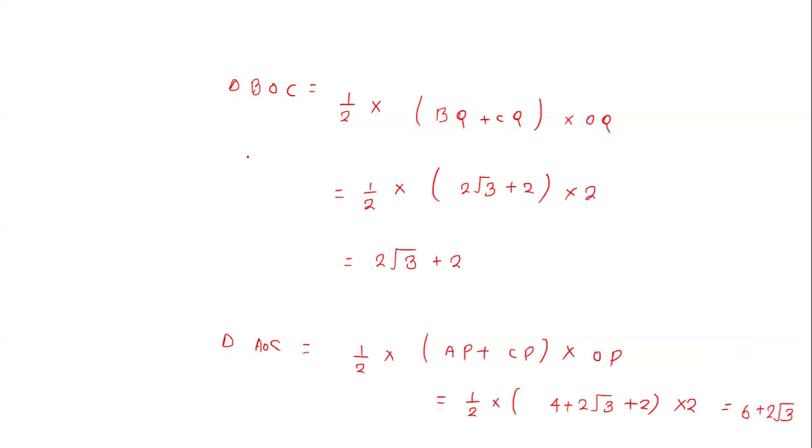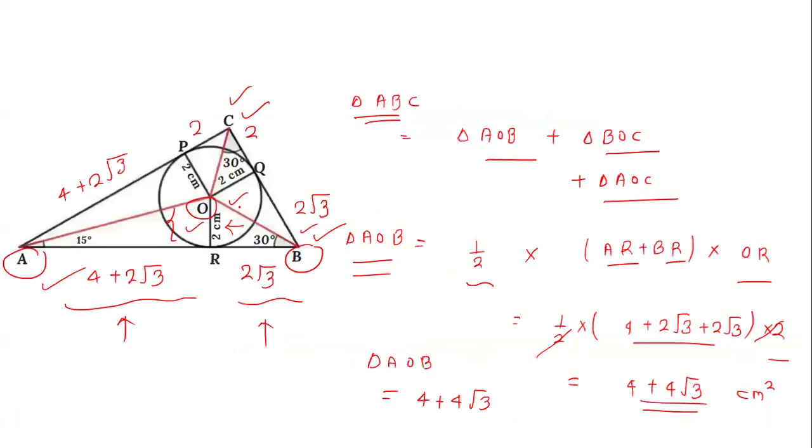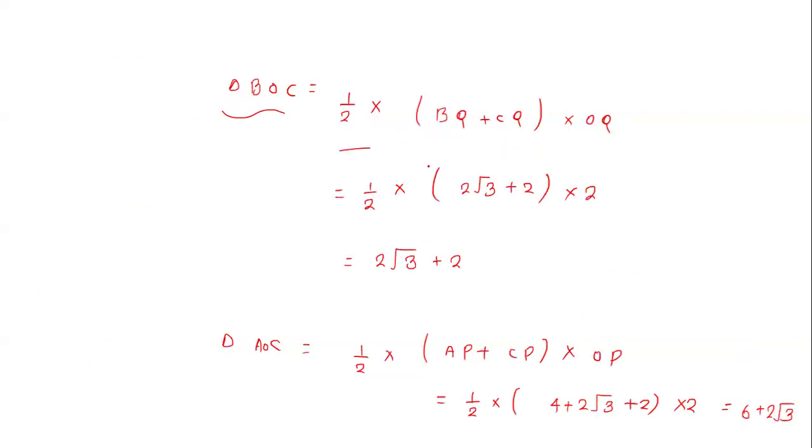Now let's talk about the triangle BOC. You see this is B, this is O, this is C. We know this length is 2 and this length is 2 root 3. So the whole becomes 2 plus 2 root 3. And the perpendicular we know is 2 centimeters. So half times 2 plus 2 root 3 times 2. This 2 and 2 cancel and the area of the triangle BOC will become 2 plus 2 root 3.